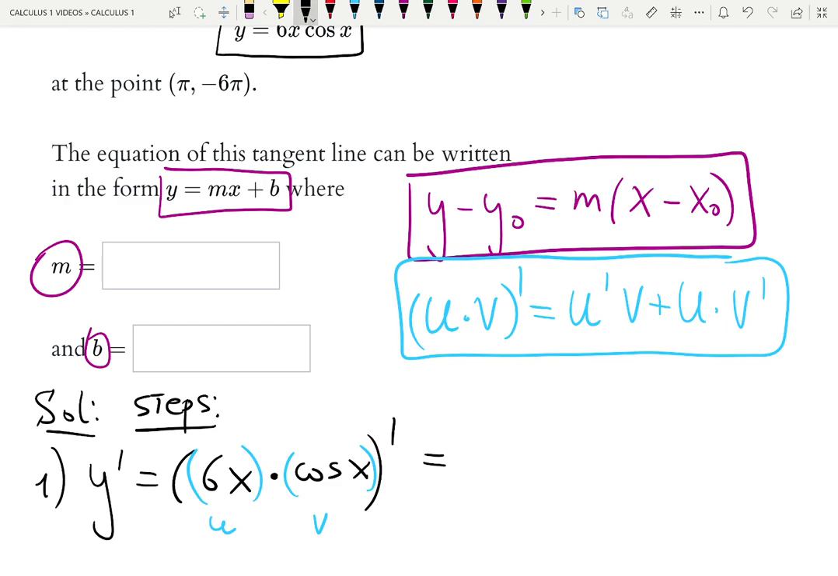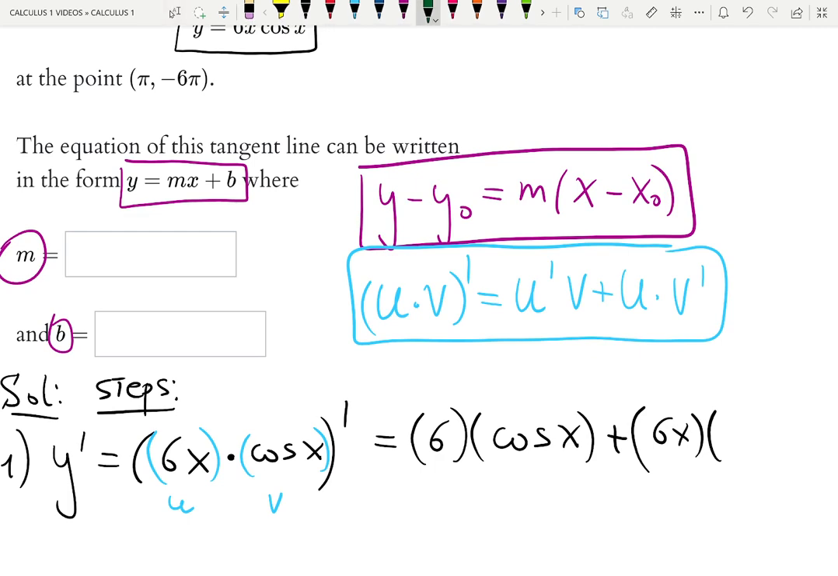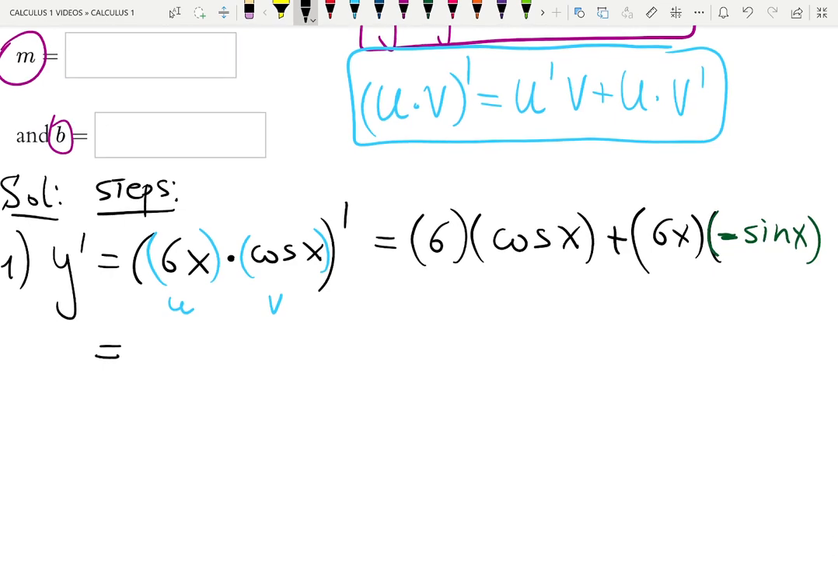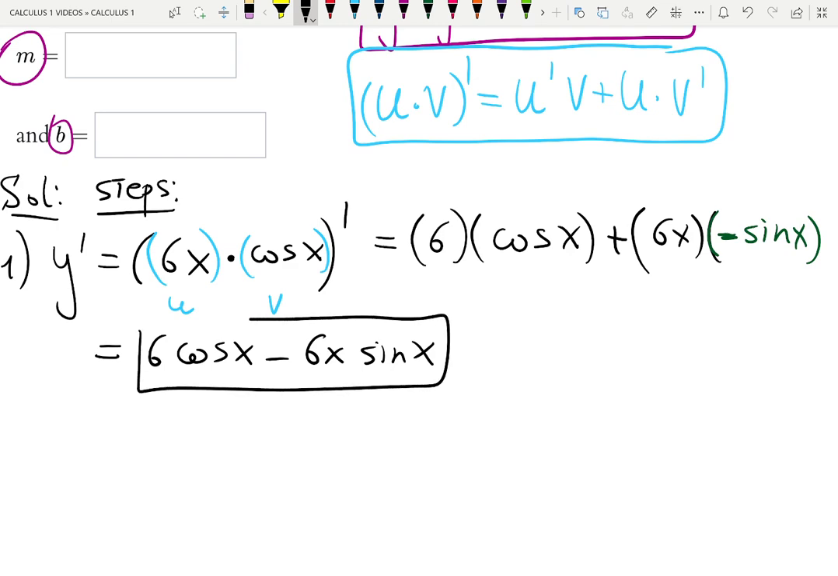Let's differentiate 6x. The derivative of 6x is 6. Copy v, so I'm copying cosine x. Plus copy u, so I'm copying 6x, times the derivative of cosine. I think it's sine, right? No, it is negative sine x. Hopefully you remember this little detail. So this is going to be the answer for the derivative. The derivative of the function is 6 cosine x minus 6x sine x. Let's put it in the box.